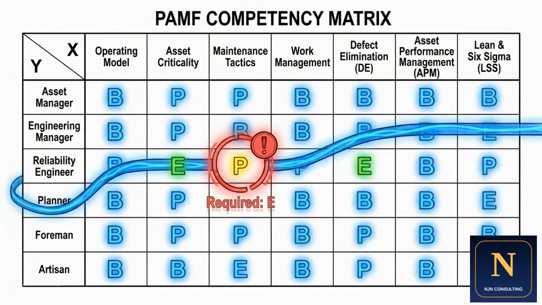This matrix is your primary diagnostic tool for auditing your team. We map job roles on the y-axis against your asset management pillars on the x-axis. We then rate every person as a beginner, a practitioner, or an expert in each pillar. Look closely at the reliability engineer row. This role requires an expert rating in 3 specific domains: criticality, tactics, and defect elimination. If they only score as a practitioner in maintenance tactics, you have a critical capability gap.